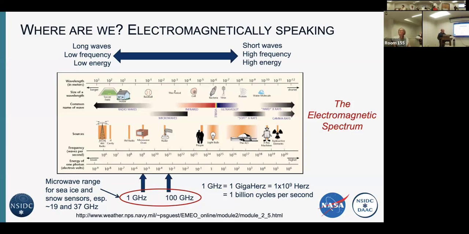And today I'll talk specifically about 19 and 37 gigahertz, or in those ranges. Those are the two main channels that are used for sea ice historically. There are some others that have been used, but for today I'll talk about those.